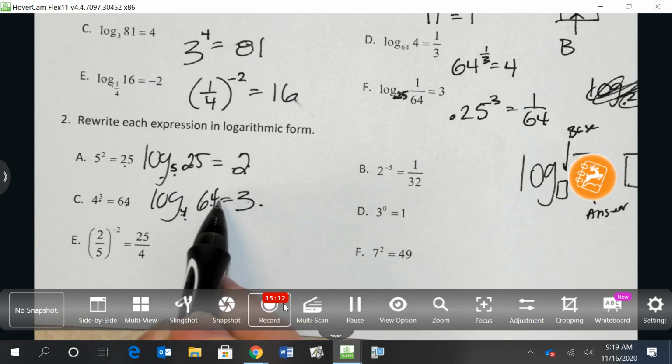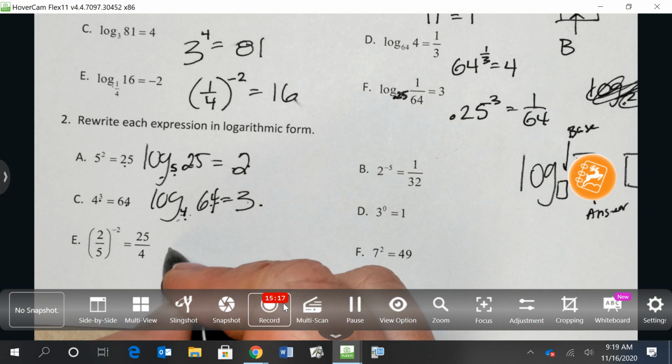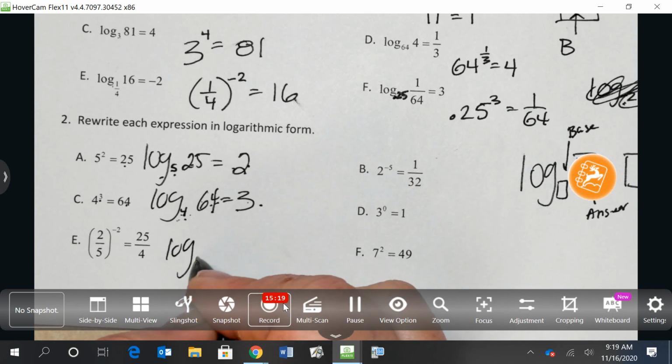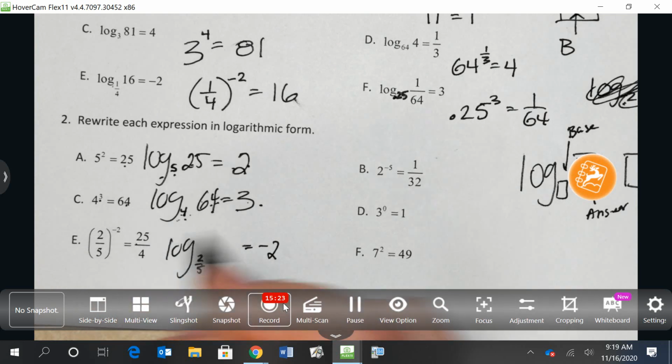This is not 4 times 3. This is 4 times 4 times 4. 3 times is 64. And last one here, log subscript of 2/5. The exponent is on the opposite side, and the answer is right behind it.